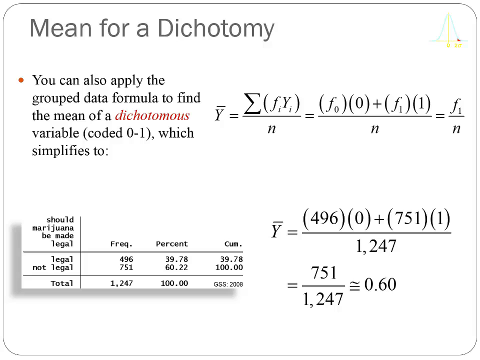Well, what if we have a dichotomous variable? One of the things we can do with a dichotomous variable is recode it to be 0 and 1 for our two categories. Then we can just use our weighted average. And what we'll get is the proportion of ones. So the mean of a variable coded 0 and 1 is simply the proportion of cases coded 1.